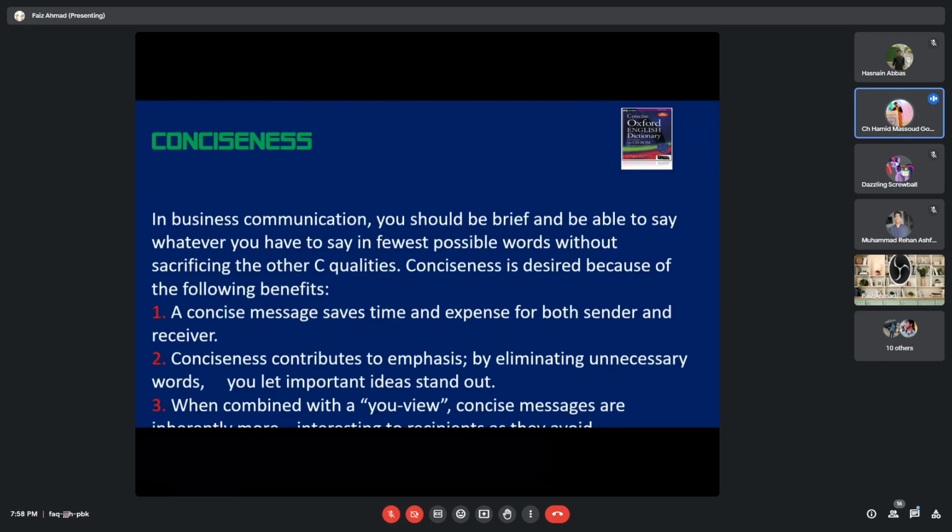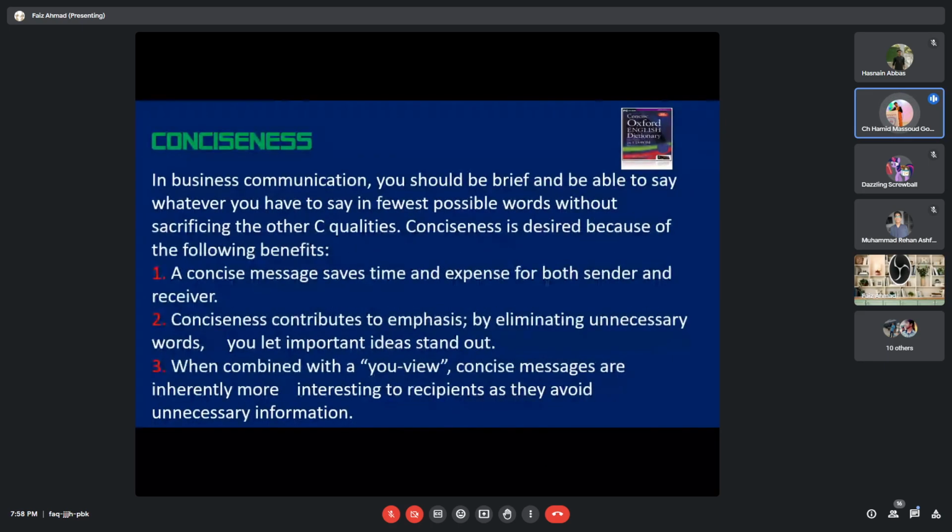Conciseness. Your communication must not be lengthy. If we look upon business communication, it should be brief and be able to say whatever you have to say in fewest possible words. We should use precise language, but we don't have to sacrifice other communication qualities or communication specifications.